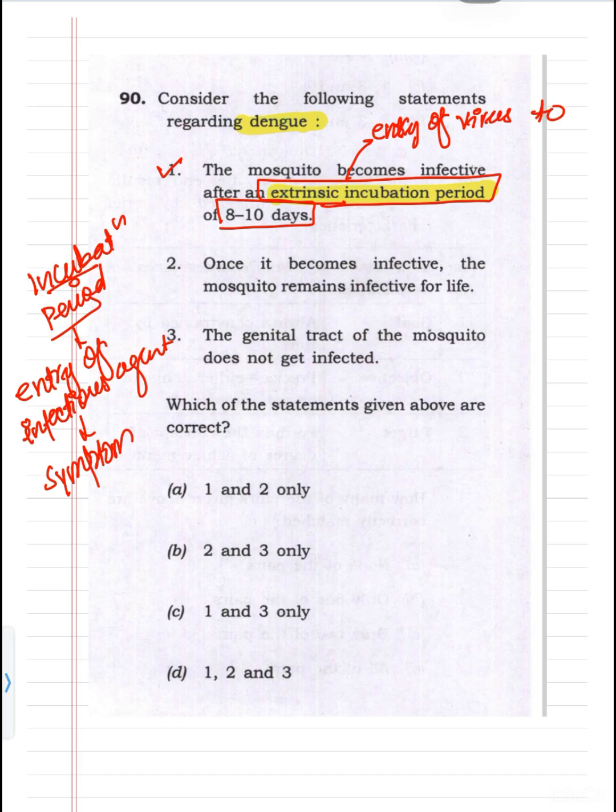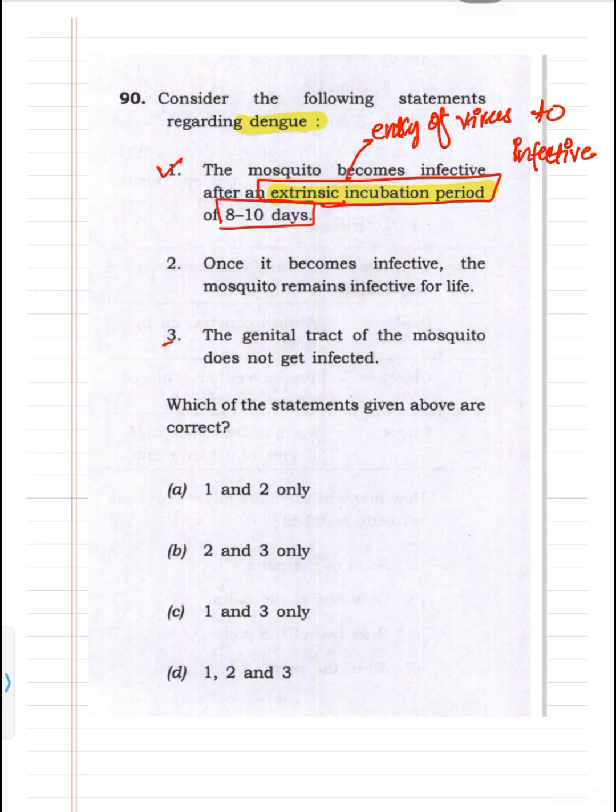So this is correct. Now second, once it becomes infected, the mosquito remains infective for life. Yes, this is again correct. Third is that the genital tract of the mosquito does not get infected. No, this is wrong. The genital tract of the mosquito becomes infected, and that's why it also leads to infection of ova, and from ova it can transmit to the future generation. So the answer will be 1 and 2 only. So first is correct and second is correct.